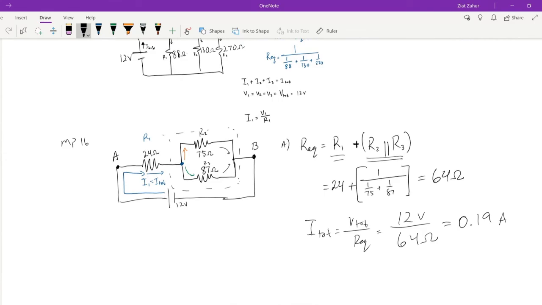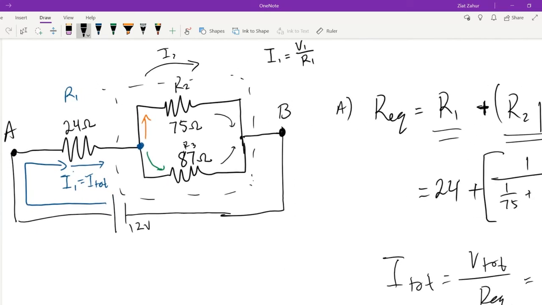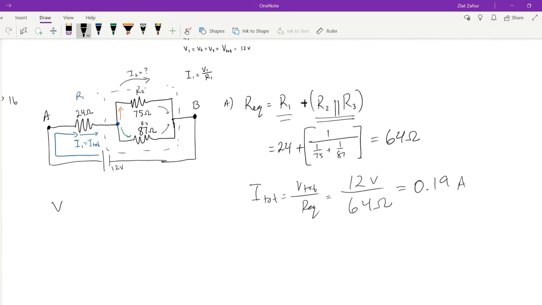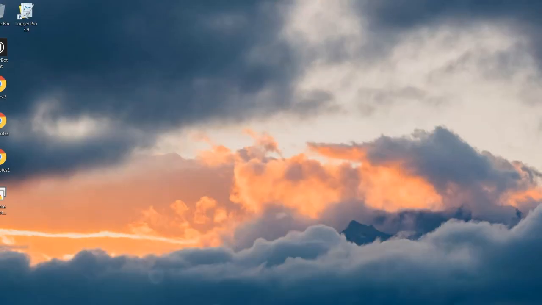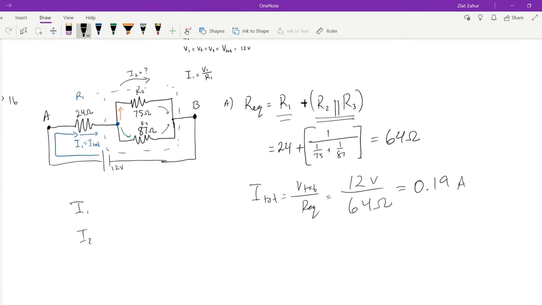Then it says find the current through the 75. So I want to find I2. Similar to what we did with the first problem today, if I make a quick chart: I1, I2, I3, V1, V2, V3. I1 is 0.19, the total current. We can find V1. It's just R1 times I1. So 24 times 0.19 is 4.56.